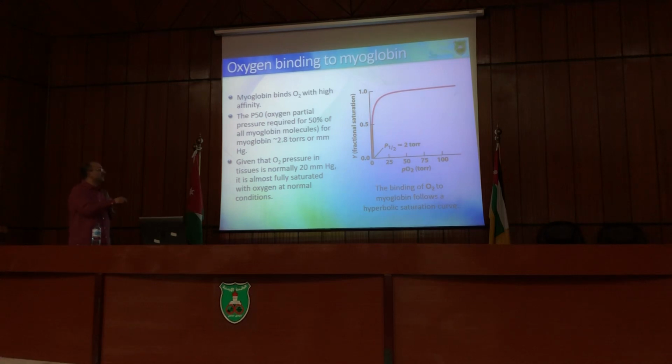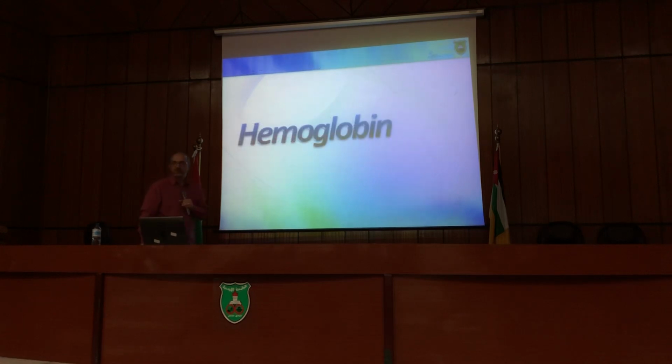The y-axis represents the degree of saturation, or the percentage of saturation, that is, the fraction of myoglobin that is bound to oxygen. And we always look at this P50 level because it gives us an idea. P50 is the level whereby 50% of myoglobin is saturated, or bound with oxygen, and it is about 2 torr. That is, at 2 torr of oxygen, 50% of myoglobin is bound to oxygen. And this is really high affinity relative to hemoglobin, which we will talk about right now.